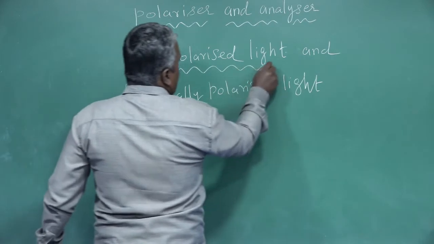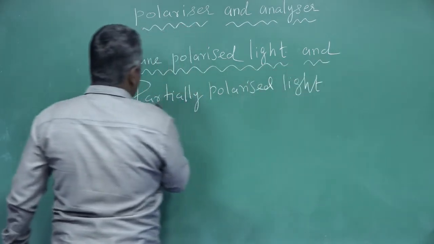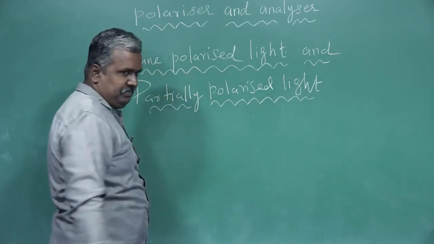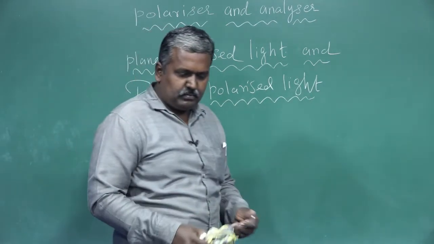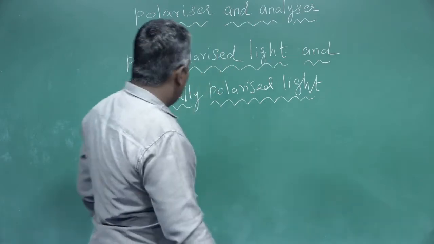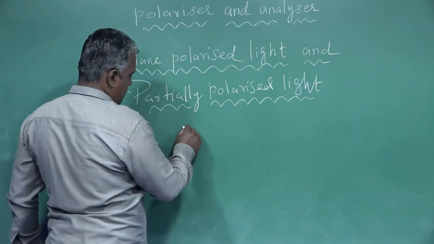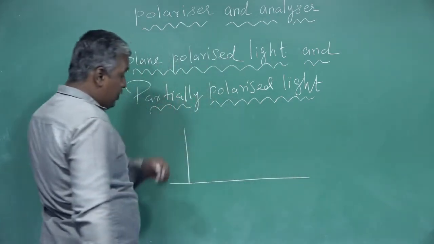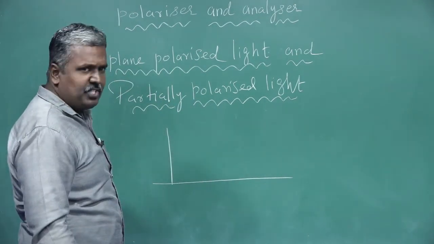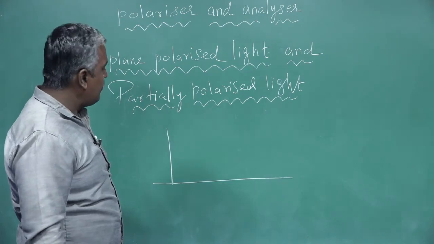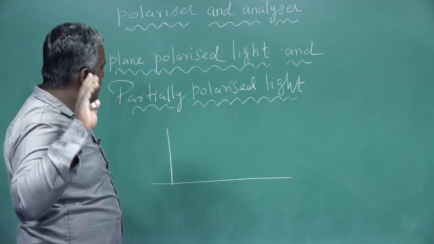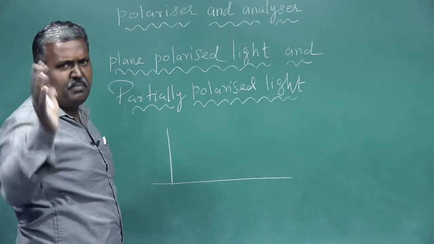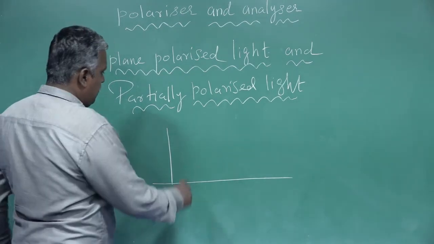Polarized light or plane polarized light, and partially polarized light. Listen, very simple. First one, see the diagram. First try to draw the diagram without any mistake. You can write the statements or the explanation of the diagram only without any mistake. Clear?